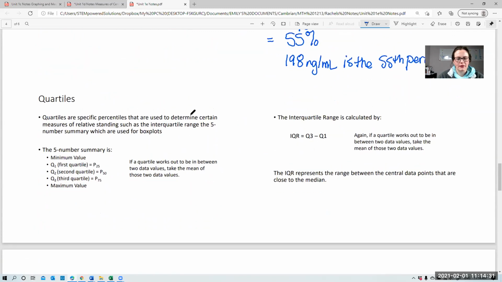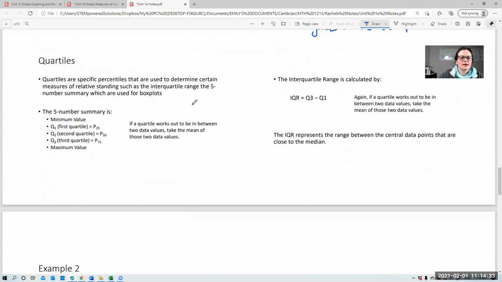So let's see if we can make it through quartiles. Quartiles are specific percentiles that are used to determine certain measures of relative standing, such as interquartile range. The 5-number summary, which are used for box plots. The 5-number summary is the minimum value, Q1, first quartile, or P25, Q2, the second quartile, P50, Q3, the third quartile, P75, and maximum value.